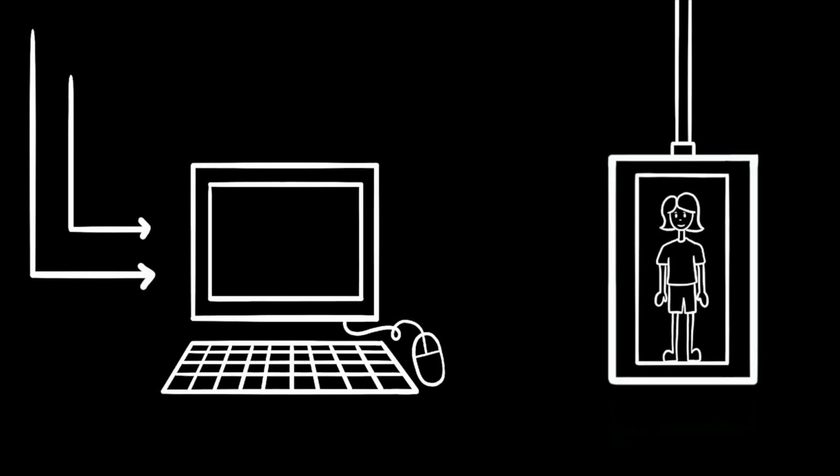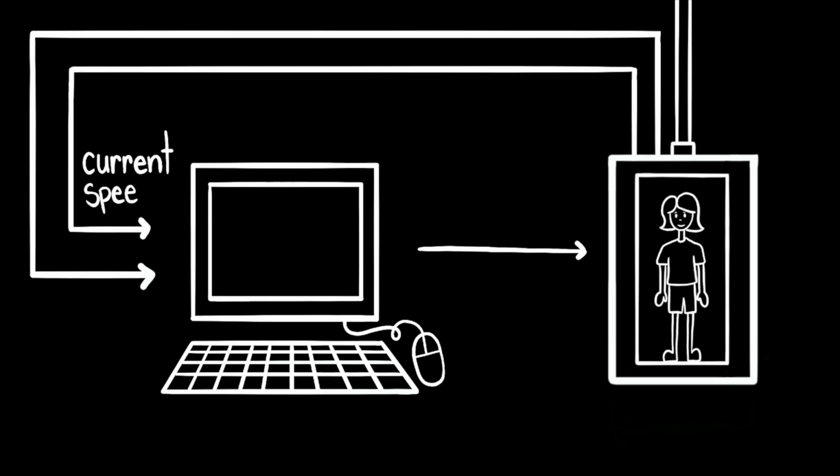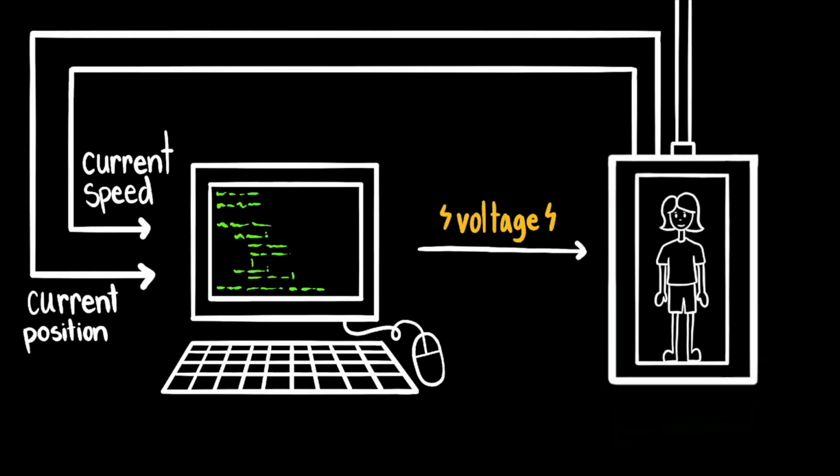PID code uses inputs from its environment to control the outputs of a system. For example, controlling how much voltage you send to an elevator based on its current speed and position. This is a pretty simple example that I will be using throughout the video to show how the code works.